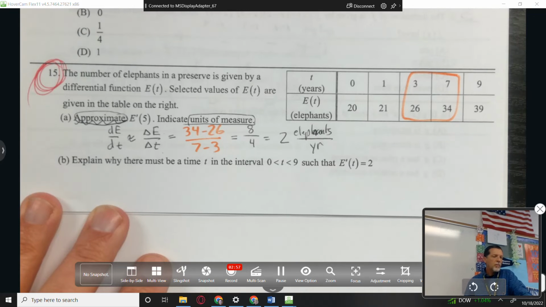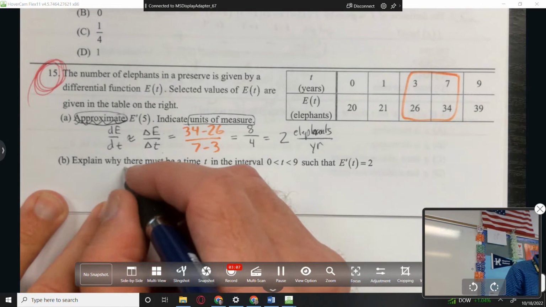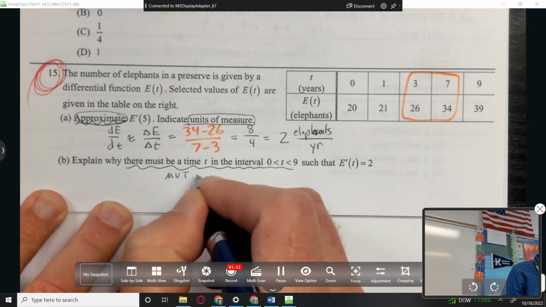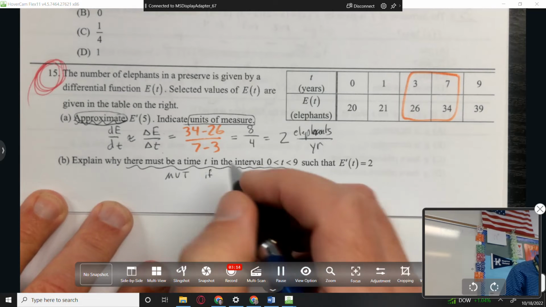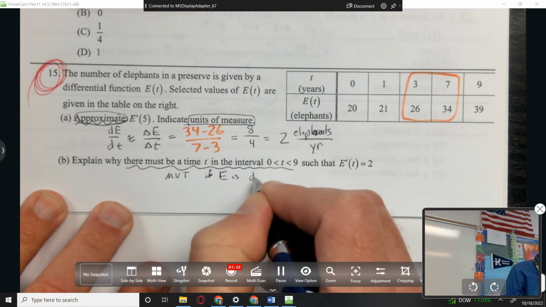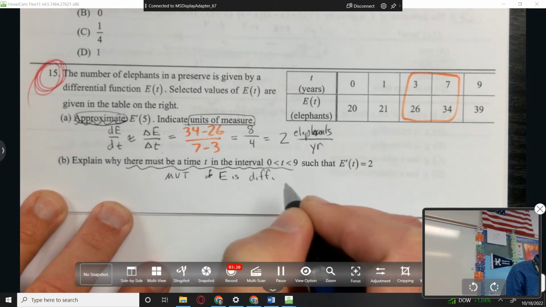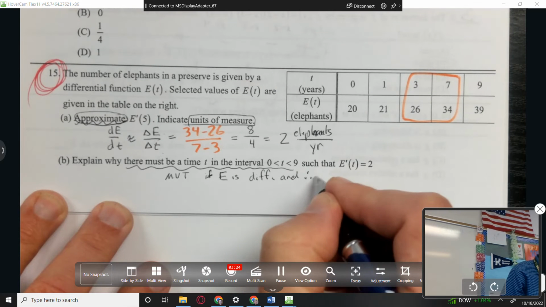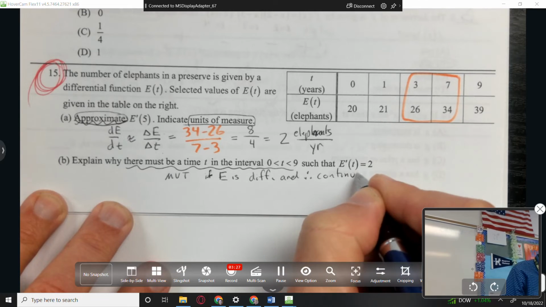Explain why there must be a time t in the interval 0 to 9 such that E prime of t equals 2. Why there must be a time in the interval. That sounds like MVT language. Well, it's differentiable and therefore continuous. So E is, I'm going to say exactly what you said, differentiable, because they told me it was differentiable, and therefore continuous.